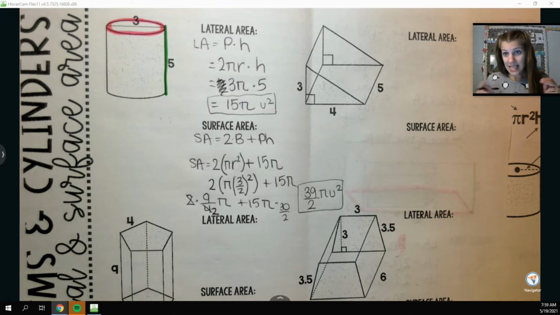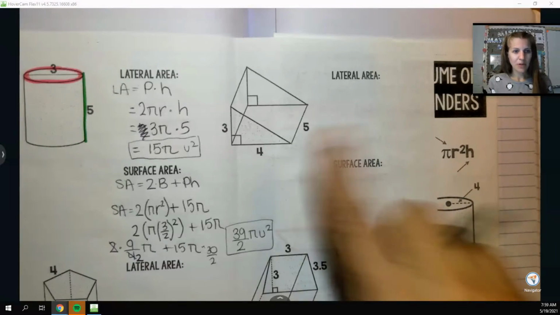If we wanted the exact, we have that. But if we wanted the approximate area, we'd have to multiply by pi. So, all right, moving over here.